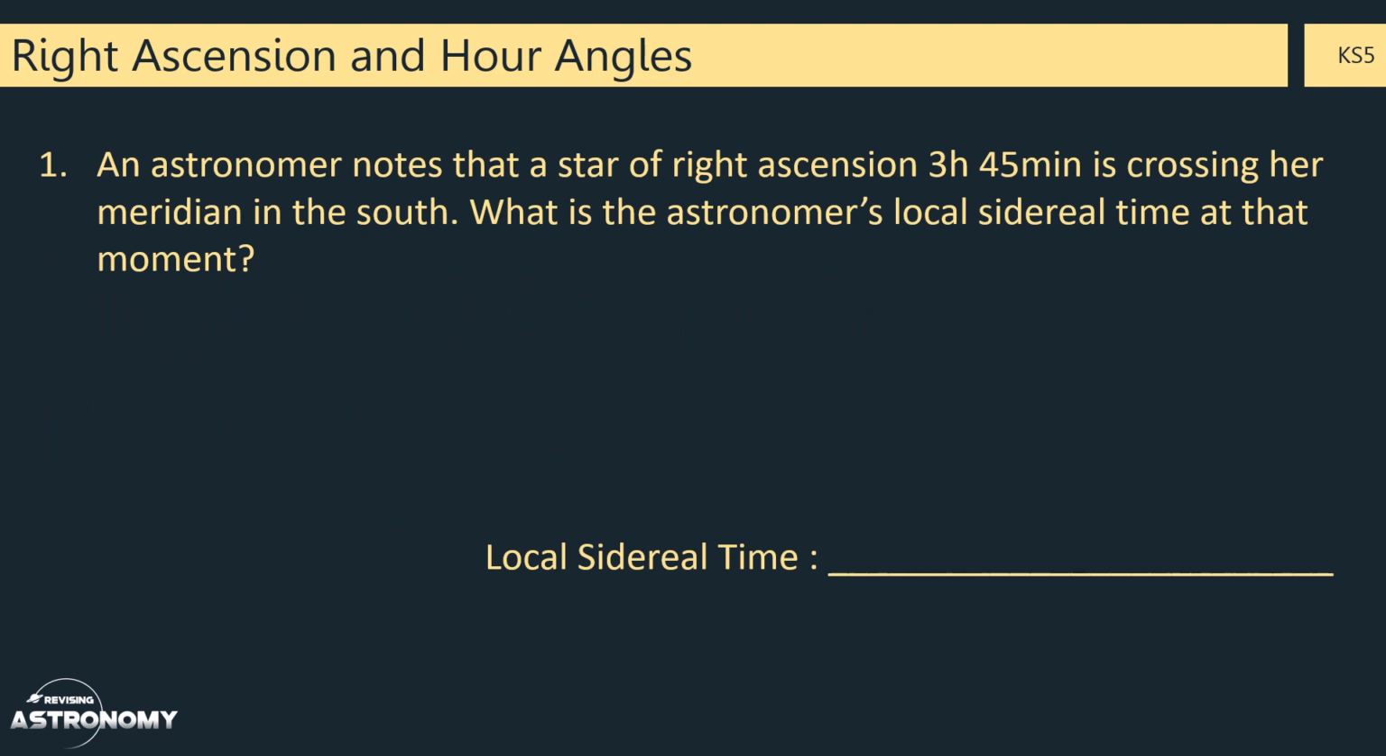An astronomer notes that a star of right ascension 3 hours and 45 minutes is crossing her meridian in the south. What is the astronomer's local sidereal time at that moment? This is a nice simple question because we know that the local sidereal time is the same as the right ascension of a star that is crossing their meridian. So therefore, if the right ascension of the star is 3 hours and 45 minutes, that'll be the same as the local sidereal time. So the local sidereal time will be 3:45.